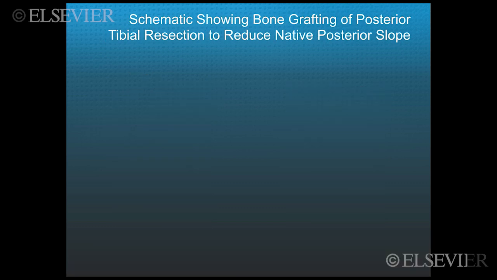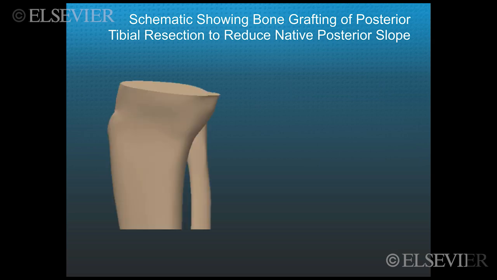The other option to reduce the slope is to bone graft the posterior third of the tibial resection to reduce the native posterior slope. And this is a great option when you're already at a 12 or 13 millimeter insert from your first cut. So here we'll go back, we'll show the native cut initially. We decide we want to reduce it.